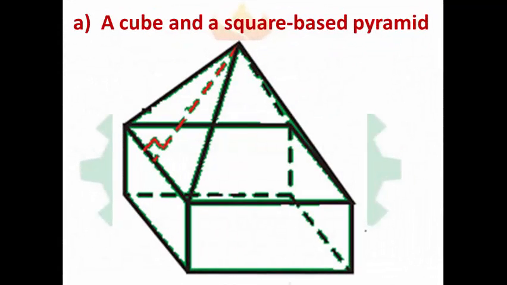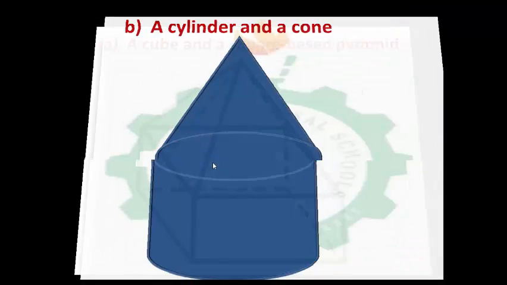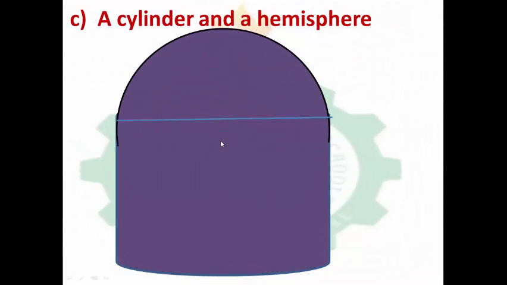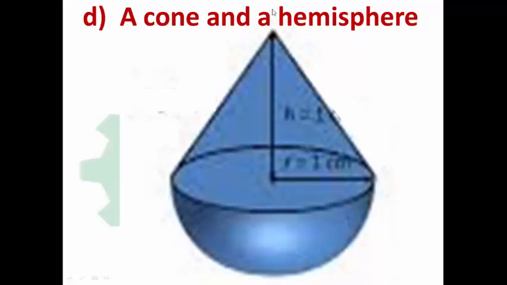So this is an example of a cube and a square based pyramid. This is the square base, while this is the pyramid. Secondly, a cylinder and a cone. Here is the cylinder, and on the upper part we have the cone. Then a cylinder and a hemisphere. This is a cylinder, then the hemisphere is on top. Then we have a cone and a hemisphere. This is a cone on top, then a hemisphere under it.